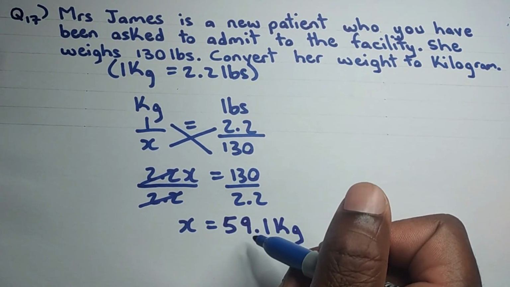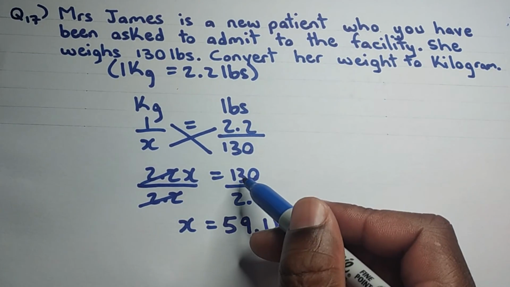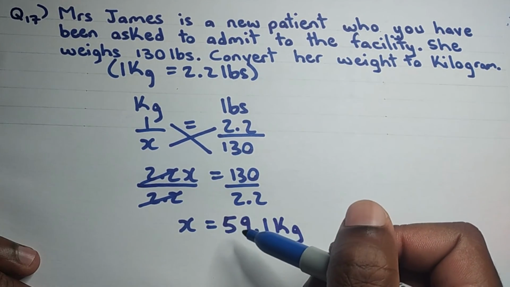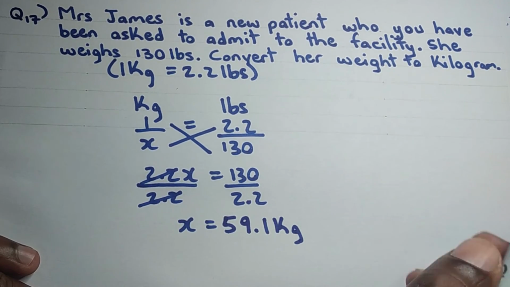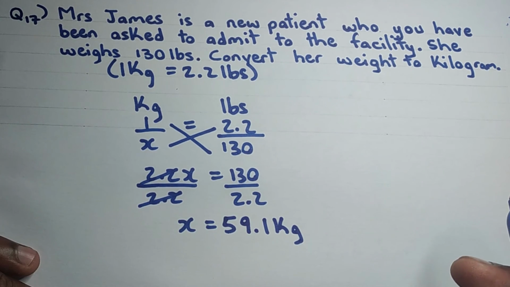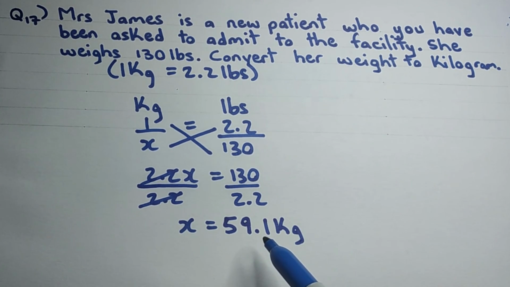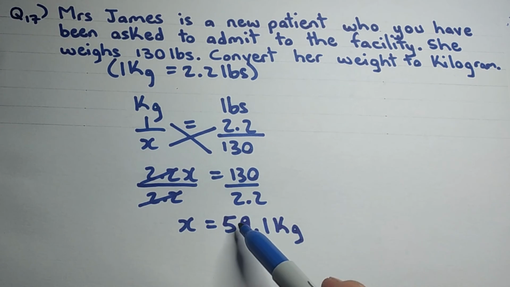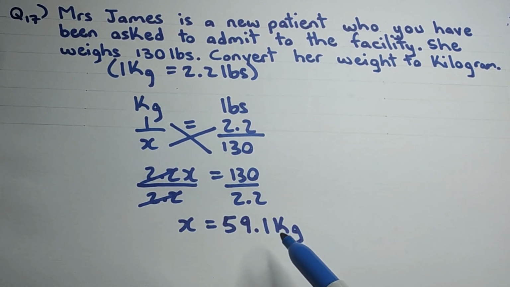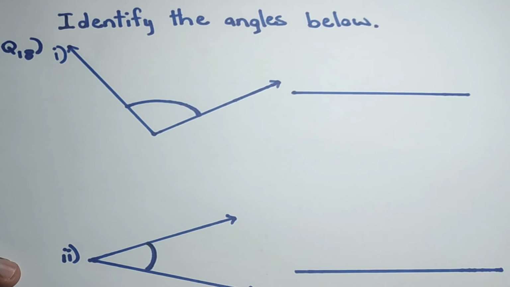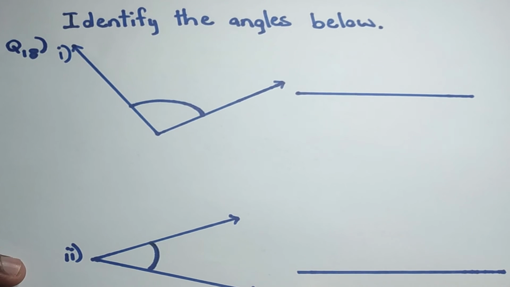When you put this in your calculator, 130 divided by 2.2, you'll obtain 59.0909, and it will continue like that. But we can always round this to 1 decimal place, and that will give us 59.1 kilograms, alright? So that is how we treat question 17. Now let's look at the final question, question 18 for this particular video, alright?